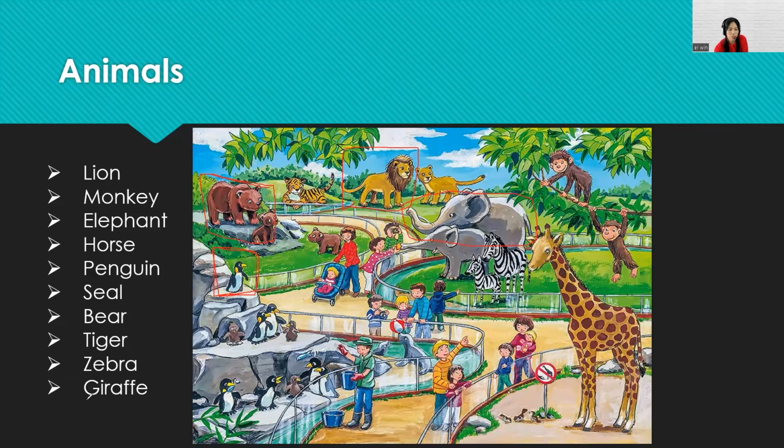G-I-R-A-F-F-E. Giraffe. So this is giraffe. I think we can see giraffe in the zoo in Naypyidaw. Giraffe has long legs. G-I-R-A-F-F-E. Giraffe.